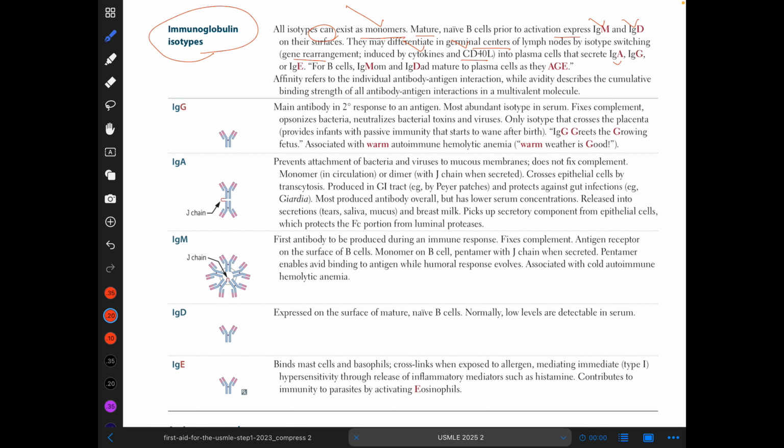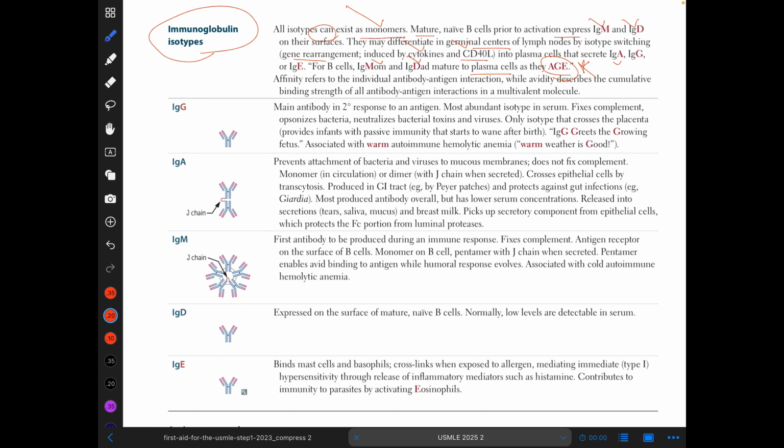For B cells, IgM and IgD mature to plasma cells and they go for the H's. And what do the H's stand for? IgA, G, and E. It's a very good mnemonic. The moment IgM and D are maturing the B cells, they convert into plasma cells, and these plasma cells are going to secrete IgA, G, and E.